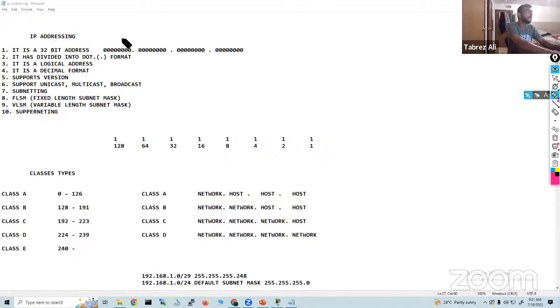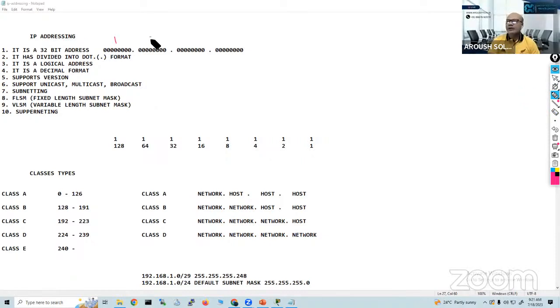So now it has got 4 octets, right? 1, 2, 3, 4. Yes. So it is divided into dotted format. It is a logical address. It is a decimal format. It supports the versions, meaning it will support even IPv6.